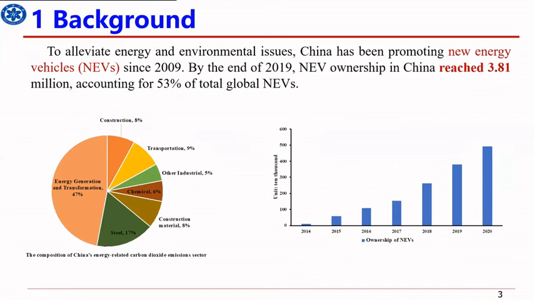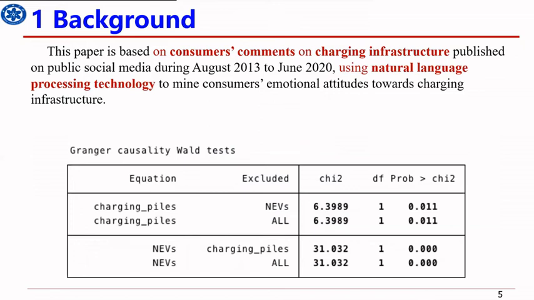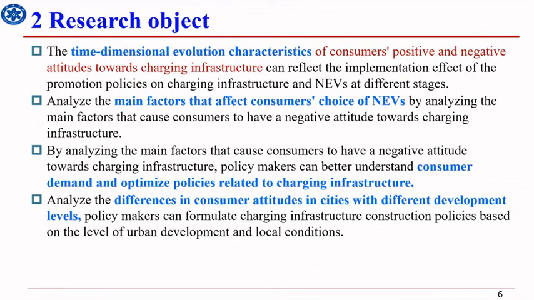accounting for 53% of the total global new energy vehicles. So according to the plan, China plans to reach about 20% of total sales of new energy vehicles by 2025. So we can see in the future the number of new energy vehicles will increase fast. This paper is based on consumers' comments on charging infrastructure published on public social media, such as Weibo and the internet. So we use natural language processing technology to mine consumer emotion and attitude toward charging infrastructure. This is the objective we set.